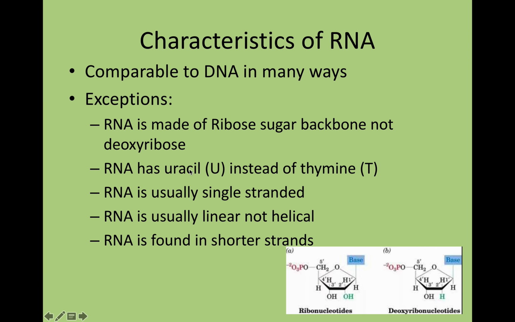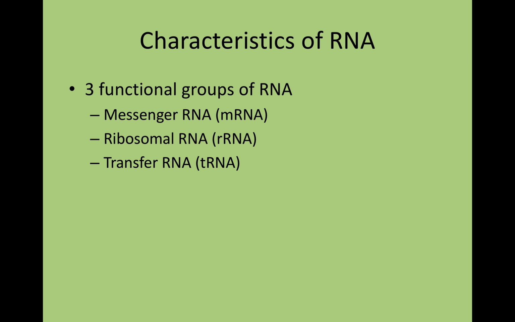RNA has uracil as the base instead of thymine, so we don't find thymine in RNA. RNA is usually single-stranded, it's usually linear, not helical, and it's usually found in shorter strands. There are 3 functional groups of RNA. There's messenger RNA, ribosomal RNA, and transfer RNA.